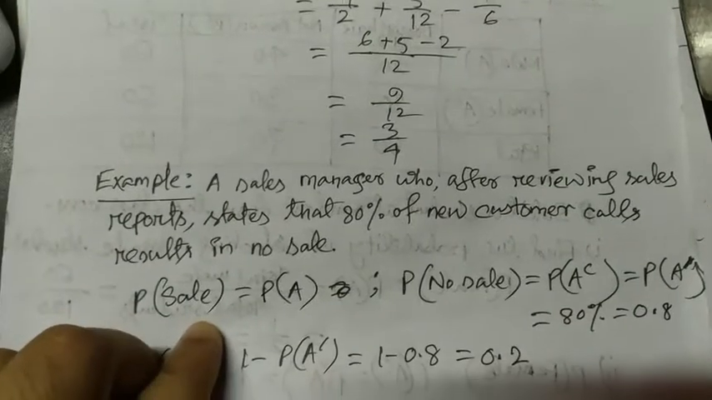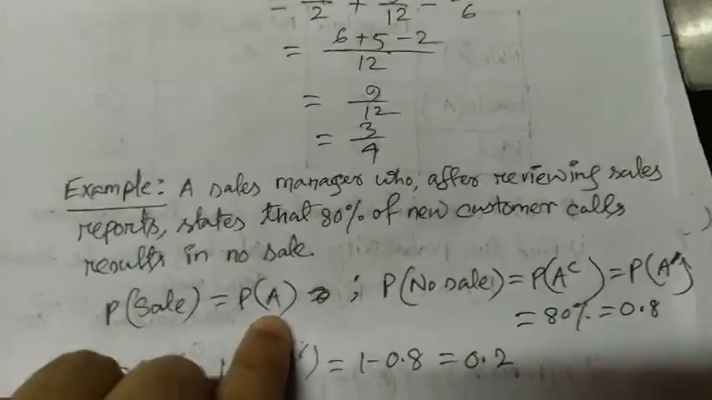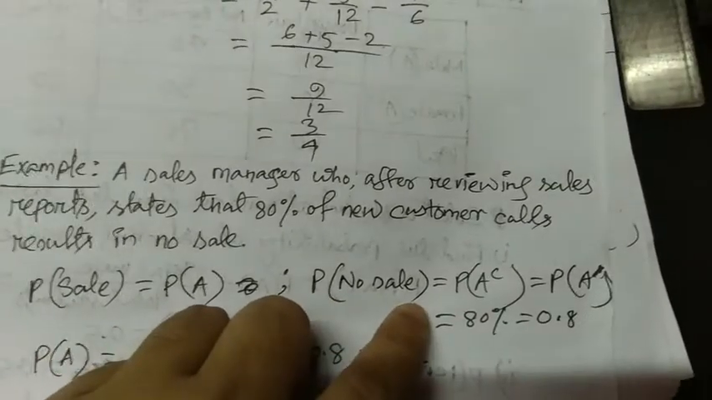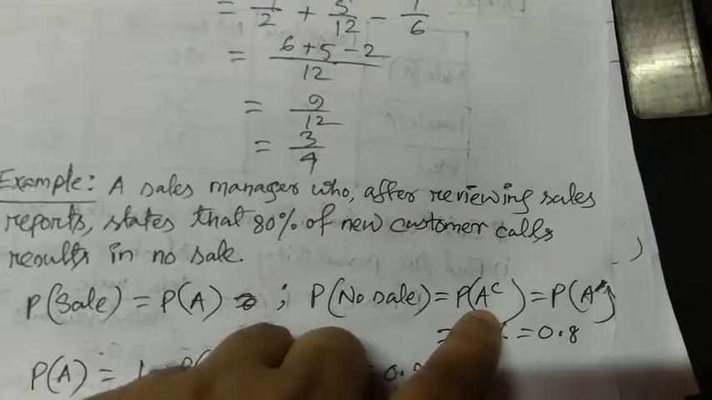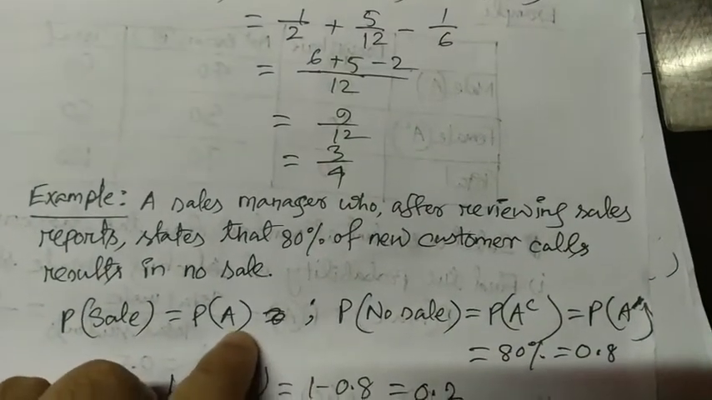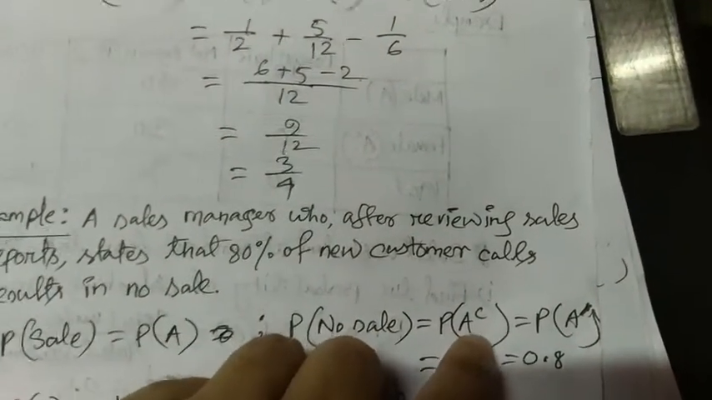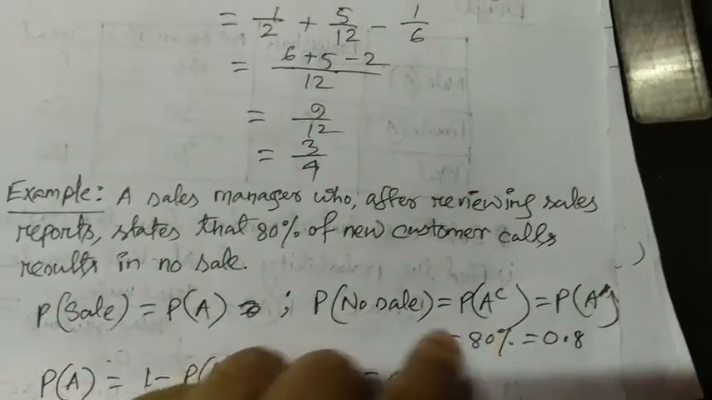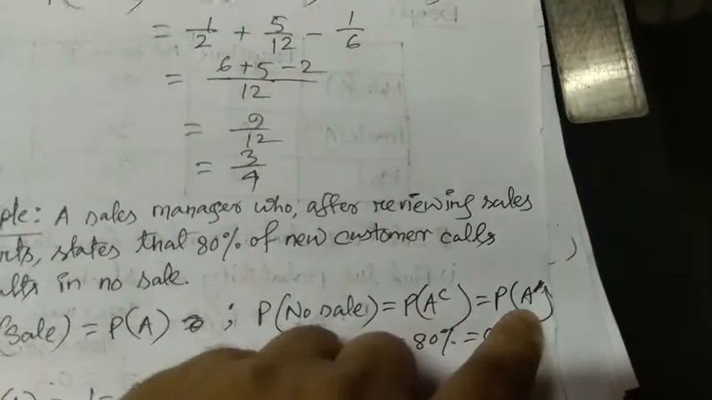So let's see, the probability of sale is P(A). Obviously the probability of no sale should be P(A^C). If the probability of sale is P(A), then the probability of no sale is P(A^C). That means complementary events. Sale is A, no sale is A^C, or A prime.